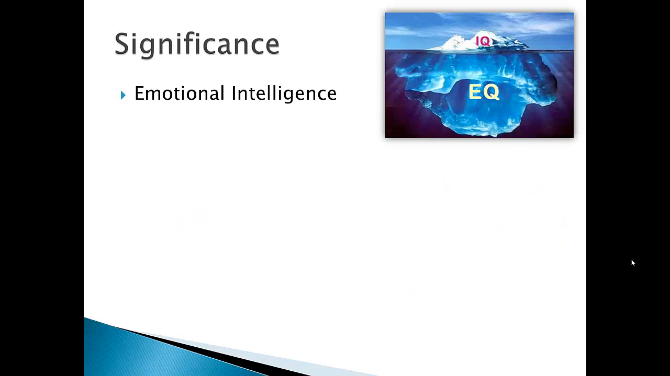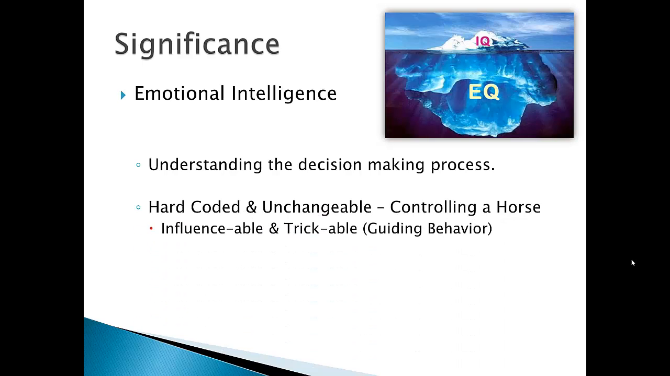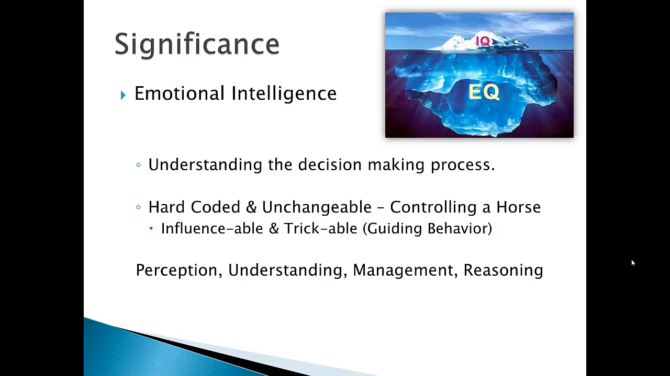Well, there's a concept that comes into play, and it's called emotional intelligence. And emotional intelligence is basically understanding the decision-making process. Our emotions and our intuition are essentially hard-coded and unchangeable. It's sort of like controlling a horse. You can't necessarily control the horse per se, but what you can do is influence it by pulling on the reins in one way or another. It's trickable, it's guidable, and companies do this through the form of perception, understanding, management, and reasoning.